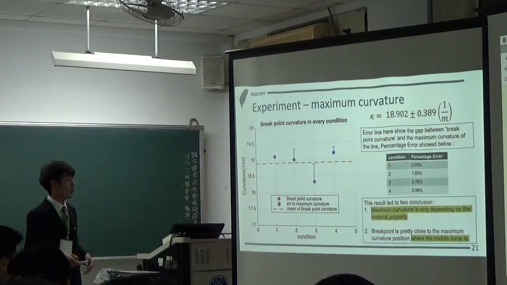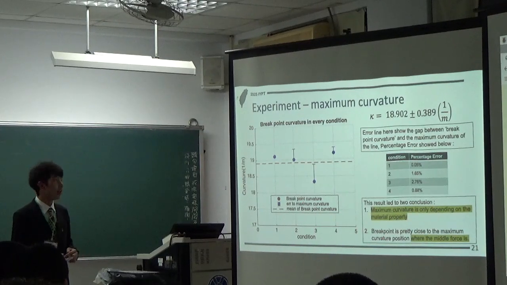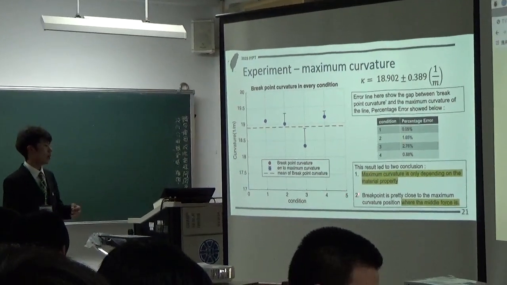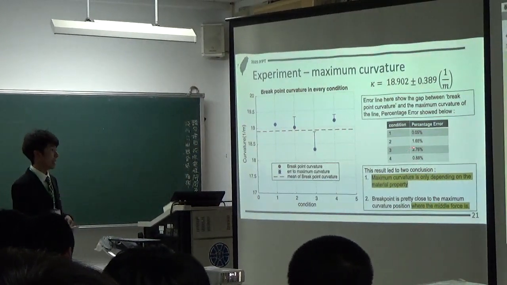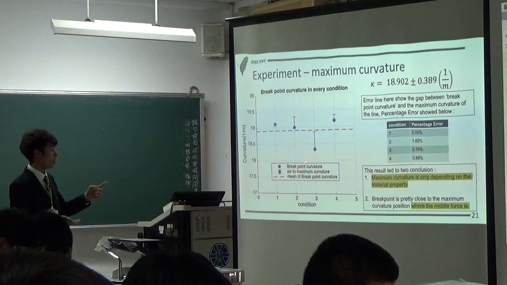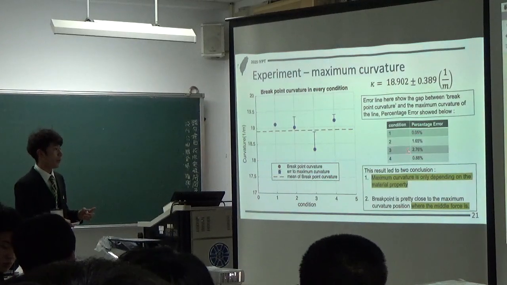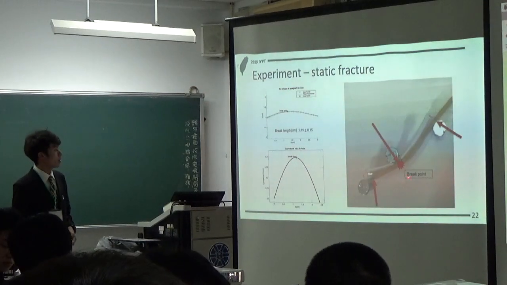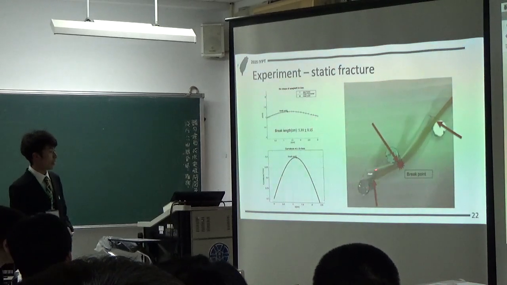And as you can see, this result leads to 2 conclusions. One is that maximum curvature only depends on the material properties, because you can see that in different groups, the maximum curvature is pretty standard. And the breakpoint is pretty close to the maximum curvature position where the middle force is, because you can see that the percentage error between the breakpoint curvature and maximum curvature is pretty small. So then, this is the graph I want to show you, where you can see the static pressure.